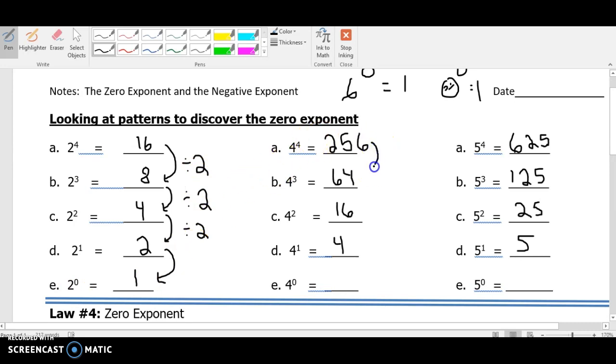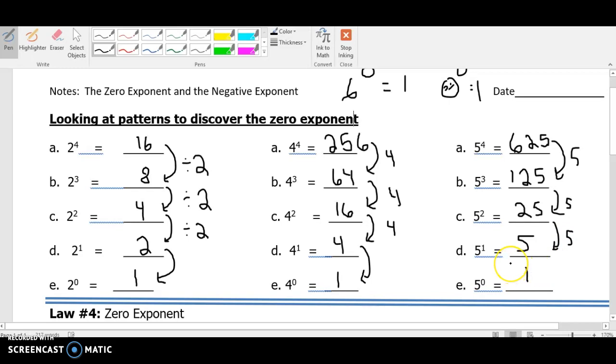Same thing over here. If I keep going down, I'm dividing by 4: divide by 4, divide by 4, divide by 4. And if I keep that pattern up and do it again for the last one, I get that 4 to the 0 equals 1. Once again, I'm dividing by 4 each time. Oh, 4 to the 0 must equal 1. Same thing over here. I can see that I divide by 5, divide by 5, divide by 5, and that pattern is going to hold true. If I divide by 5 again, I'm going to get 1.